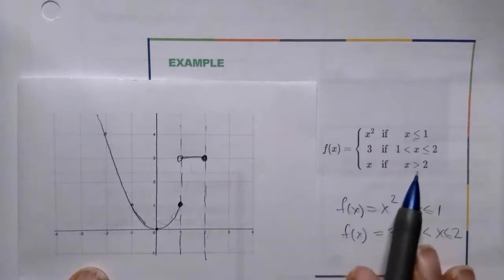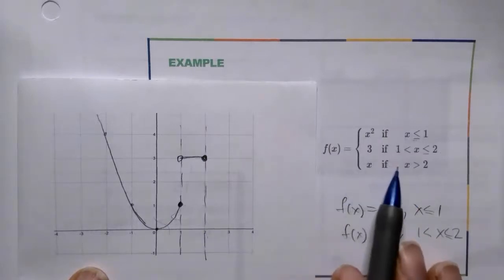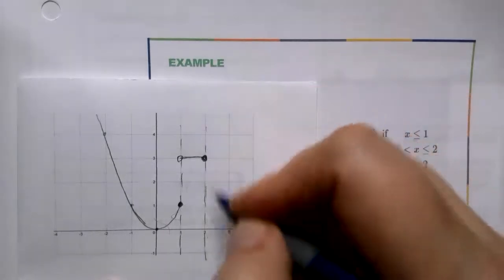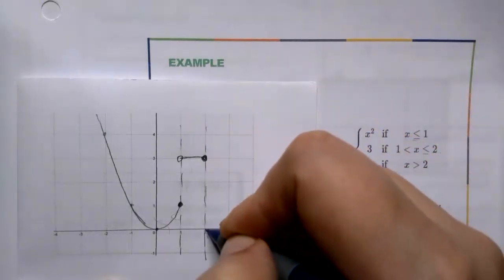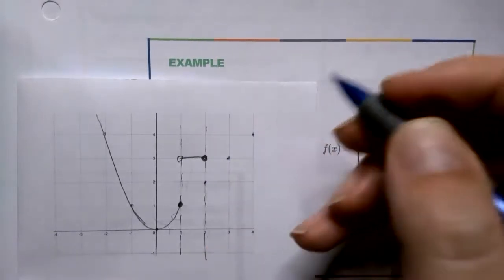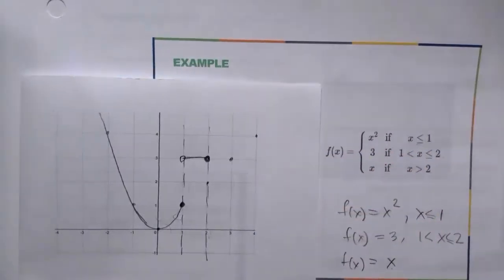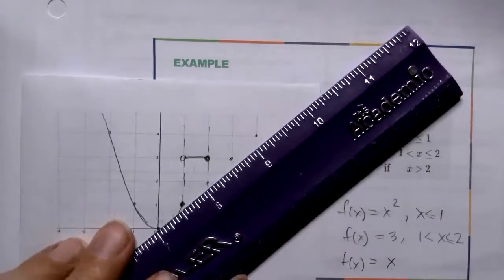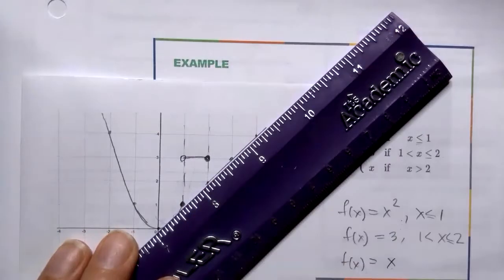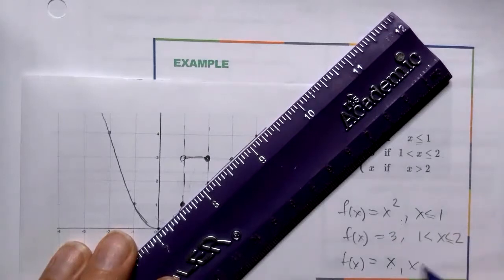Now, beyond x equals 2, we have f of x equals x. And that's our identity function. That's when the output is the same as the input. So if the input is 2, then the output is also 2. When input is 3, output is 3. Input is 4, output is 4. So that's a straight line right here. Again, this line only exists where x is greater than 2.